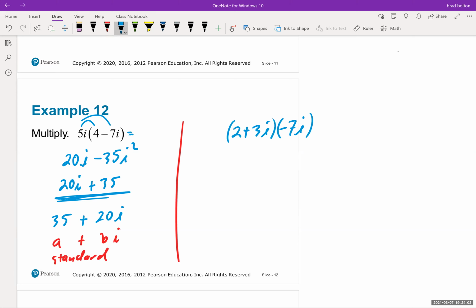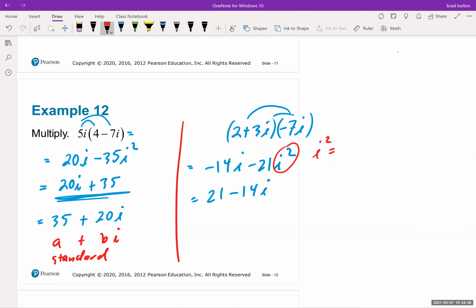Okay, so now let's look at this other one. So this would be -14i minus 21i squared, right? All I did was distribute, just coming from the other side. So now let's clean this up. This will become 21 minus 14i. And remember, all I did was I said that this i squared right here is worth -1. So -21 times -1 is plus 21. So we have 21 minus 14i, once again, in standard form.